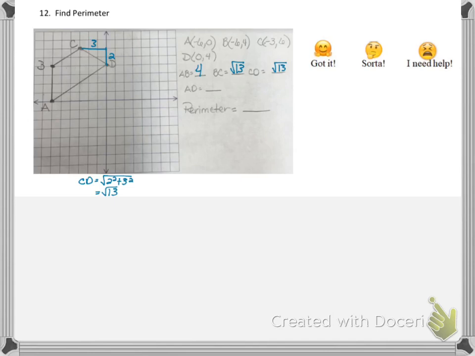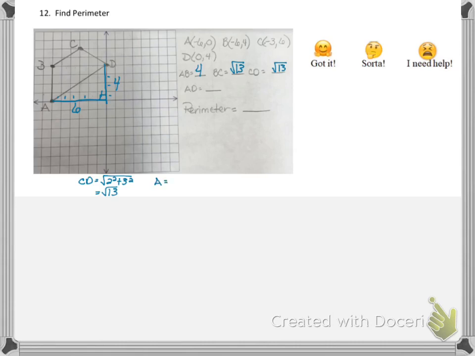Now let's look at the length of AD, and I want to clean this up so that you guys can see it. So I'm going to draw my right triangle. I go down this way, and I go right. I always go along the grid. This length is 1, 2, 3, 4. This length is 1, 2, 3, 4, 5, 6. And I'm going to use the Pythagorean theorem. I'm going to indicate that it's AD.